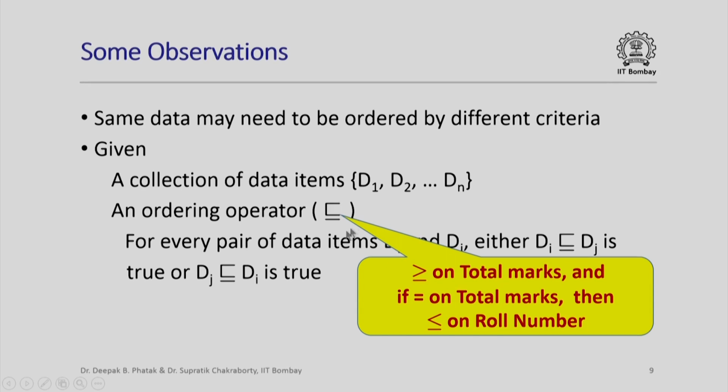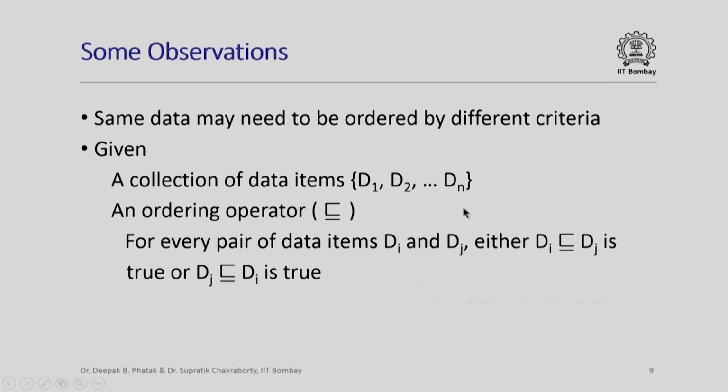So what you see is that this ordering operator or the comparison operator could be some complex operator like this. However, all that we require is that for every pair of data items di and dj, either di should be ordered with respect to dj in this manner, or dj should be ordered with respect to di in this manner. So it should be the case that for every pair of data items, I can figure out which appears earlier in the order and which appears later in the order.